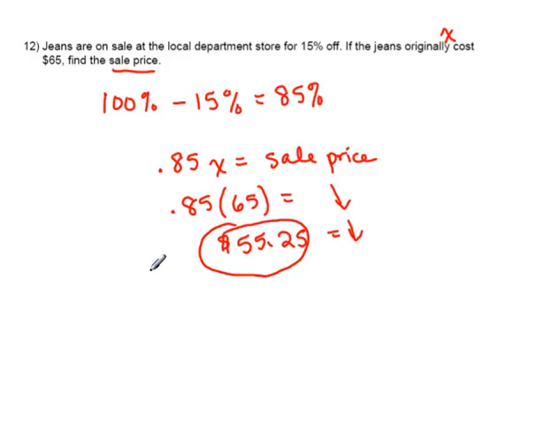Again, that's only one way to do it. There's several ways that you could have done this. You could have found 15% and then subtracted it from the original $65, and that works fine too. You would still get $55.25. This way, you do the subtraction here, and then when you're doing the multiplication, you don't have to do any more. But it's just one other way to do it.